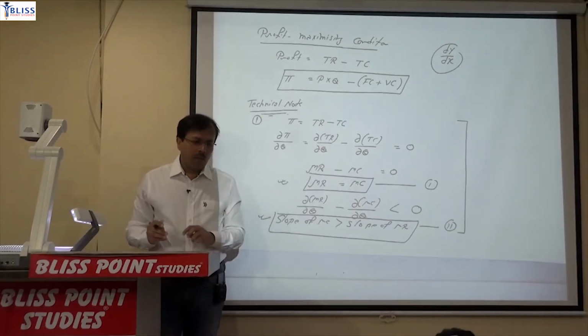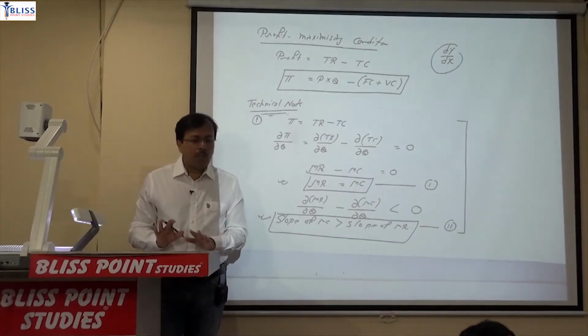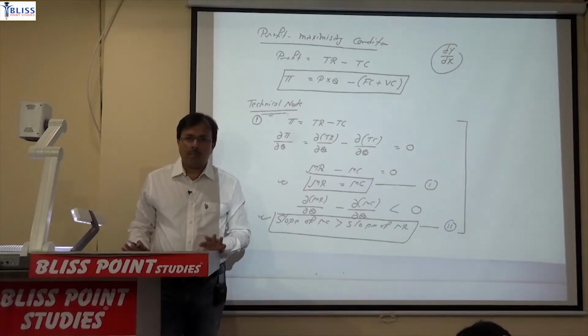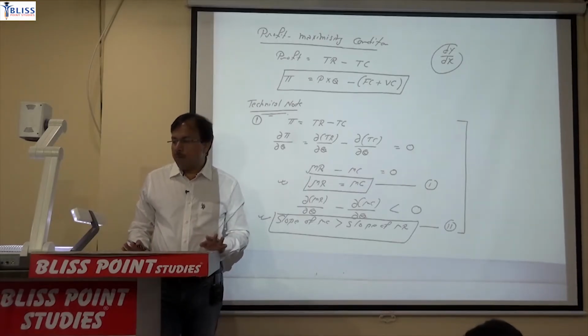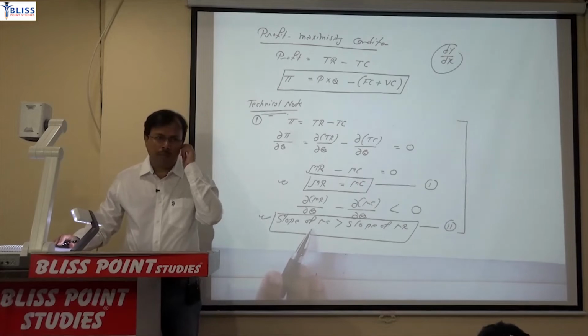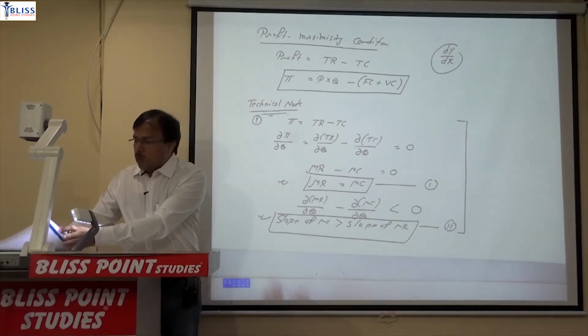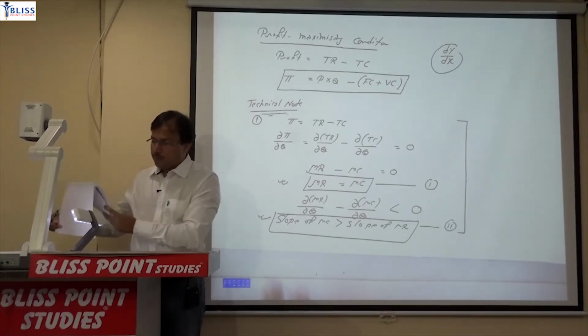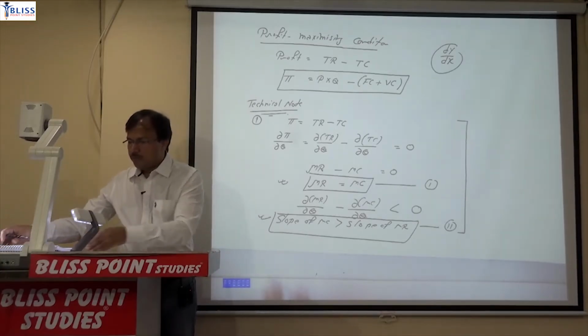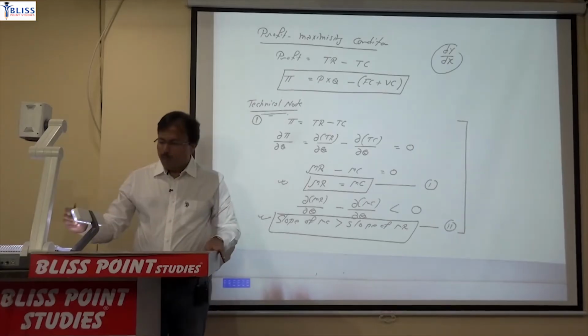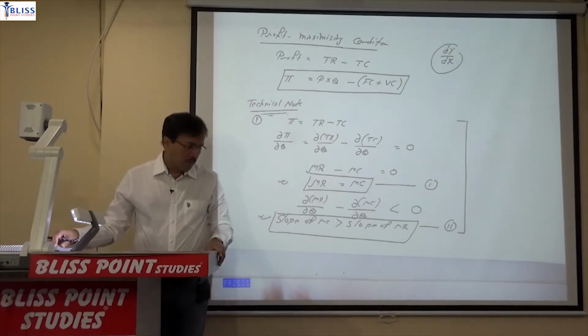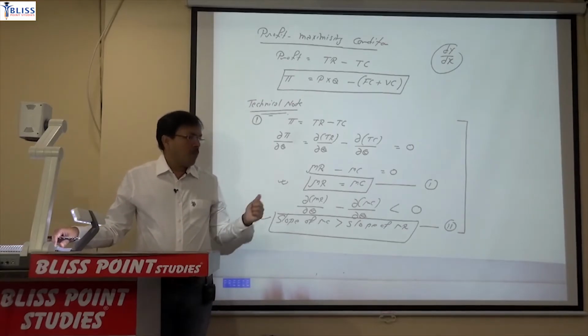First note. And remember, this condition will remain same in all form of market. In all form of market, profit maximizing condition will remain same. Now after that, write technical note number 2, second. Then कोई problems में?